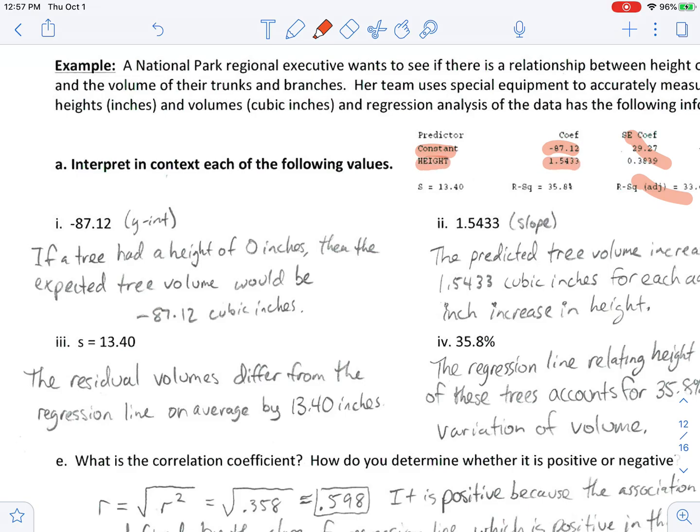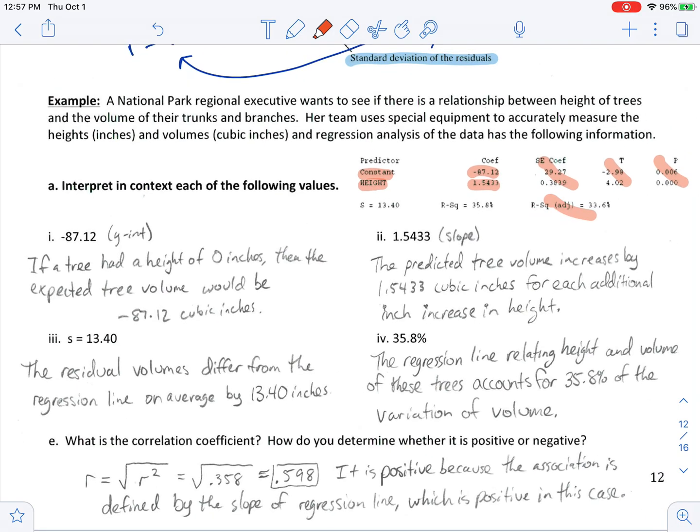1.543 is always the slope, and this is for the x value technically. So the predicted tree volume increases by 1.5433 cubic inches for each additional increase in height. The S is standard deviation of residuals. So the residual volumes, the residual y values, differ from the regression line on average by 13.40. So how far on average the points are away from the average, which in this case technically is the regression line.